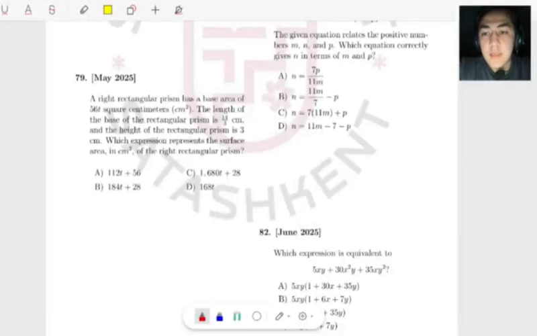So question number 79, and let's solve it. A right rectangular prism has a base area of 56t centimeters squared, and the length of the base of the rectangular prism is this. And the height of the rectangular prism is 3 centimeters. Which expression represents the surface area in centimeters squared of the right rectangular prism? So here we just have to find the surface area in terms of t, right?